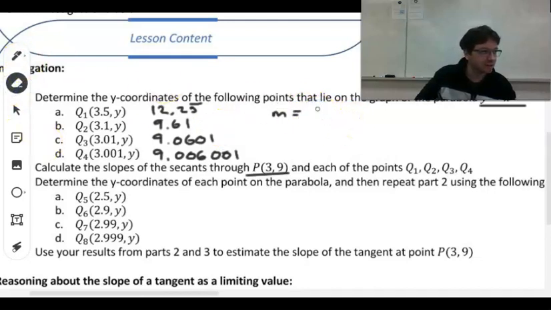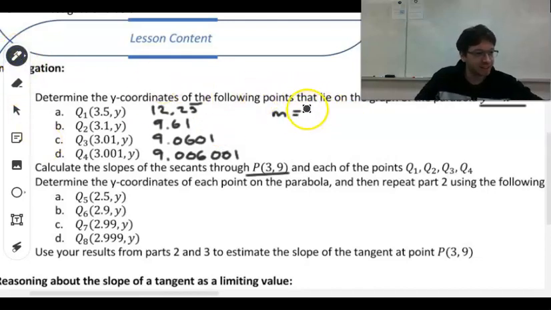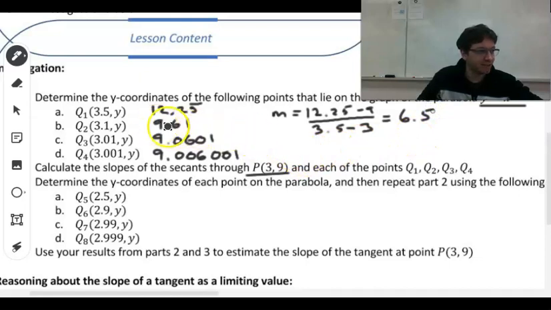So for PQ1, the slope would be 12.25 minus 9, all over 3.5 minus 3. And we're going to get 6.5. You can do that again for Q2. So this one was PQ1, the slope of the secant.